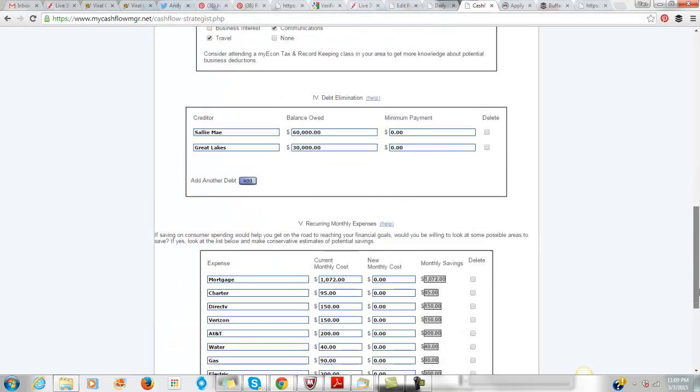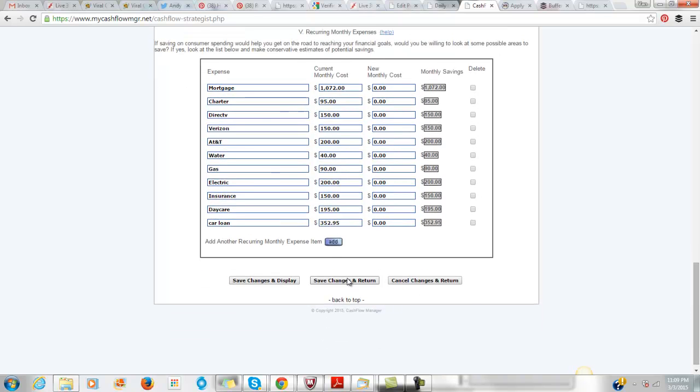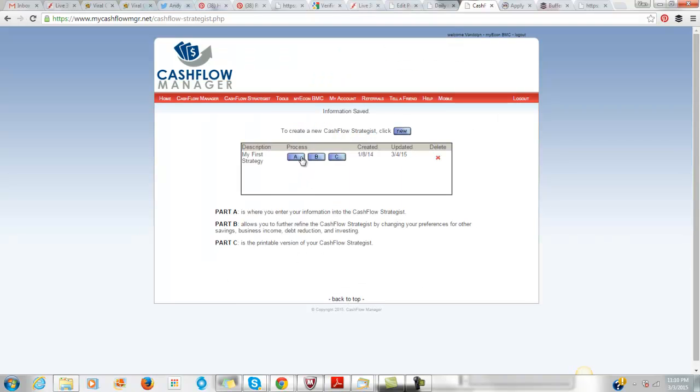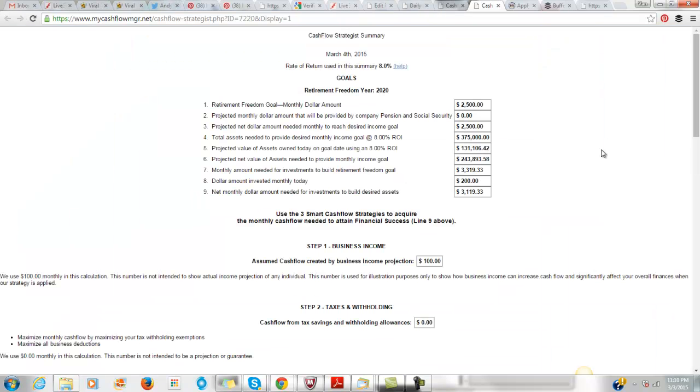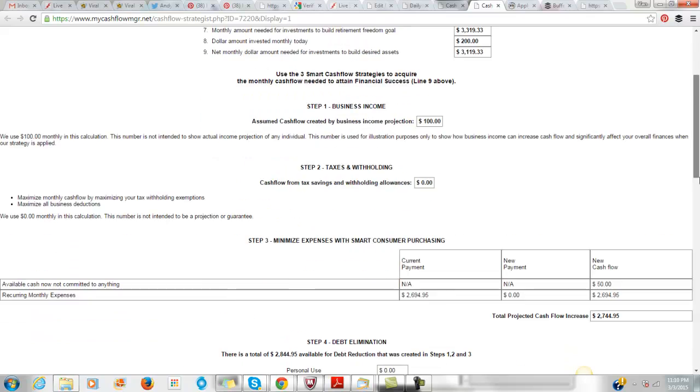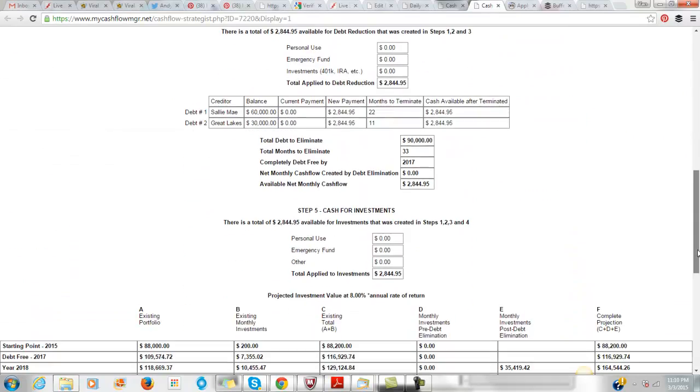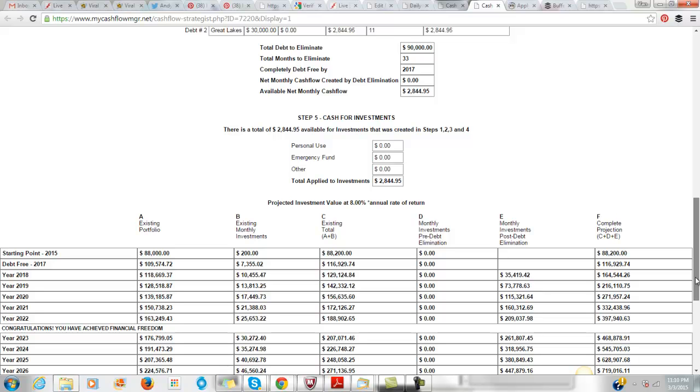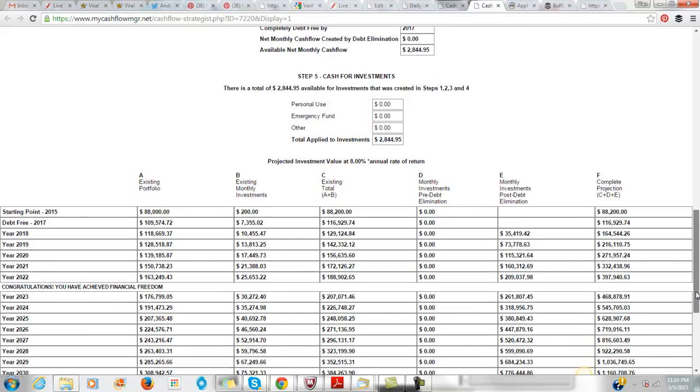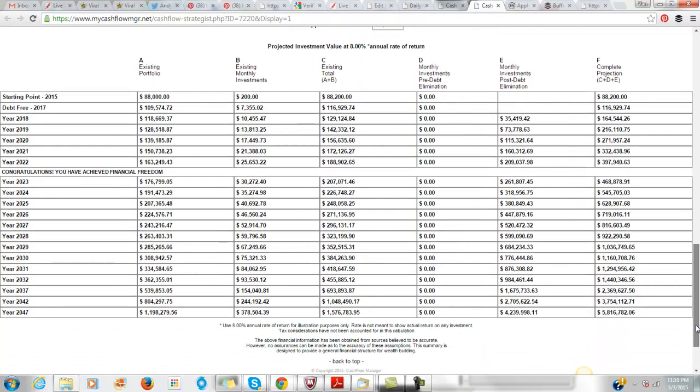I'm going to save the changes, and we're going to go back to the beginning where we started out, and we're going to hit C. And this is where we filled in our information. And down here at the bottom, it's going to show us what we currently have.